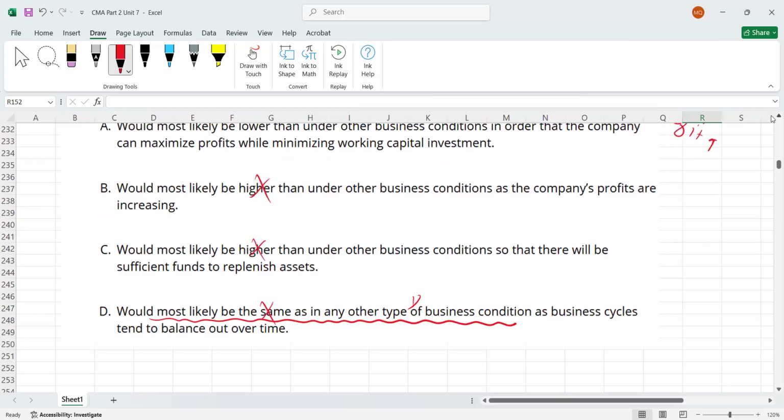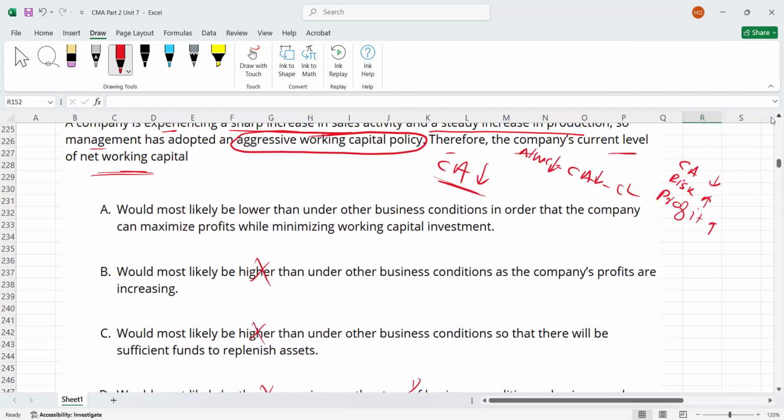Now, if you look into the first option, the net working capital would most likely be lower than in other business conditions, so that the company can maximize profit. Yes, this is correct. We are looking for high profit while minimizing working capital investment because we keep less investment in current assets. So this is the answer of the question. I hope it is clear.